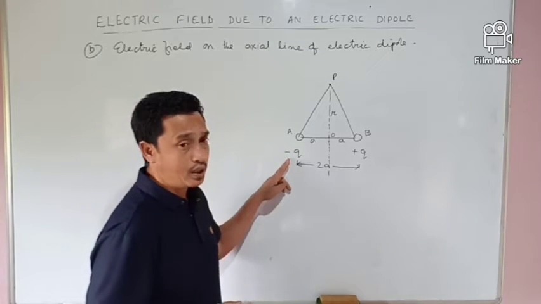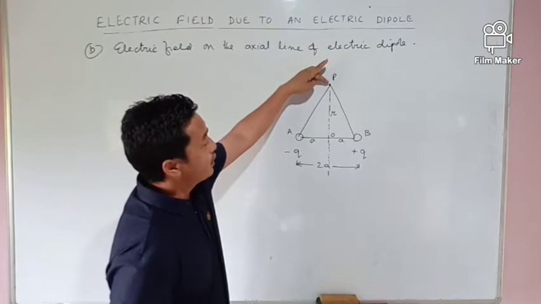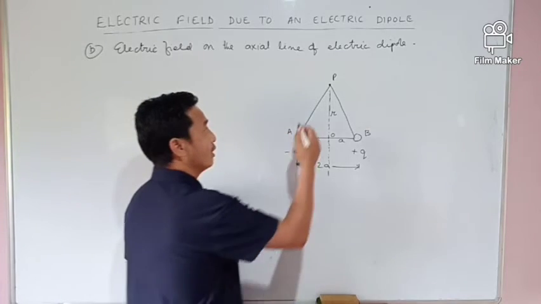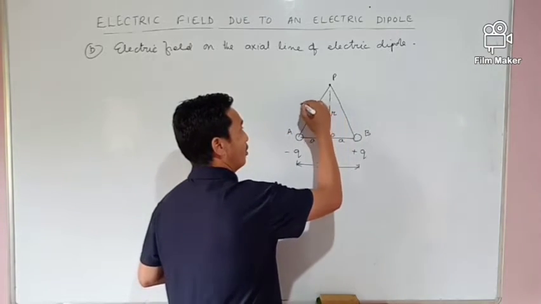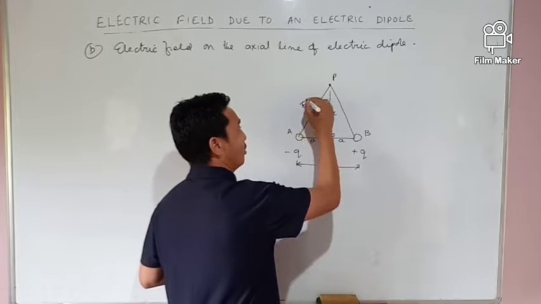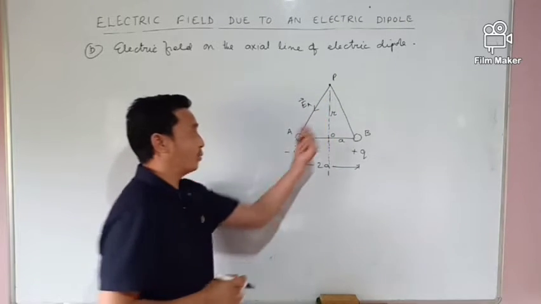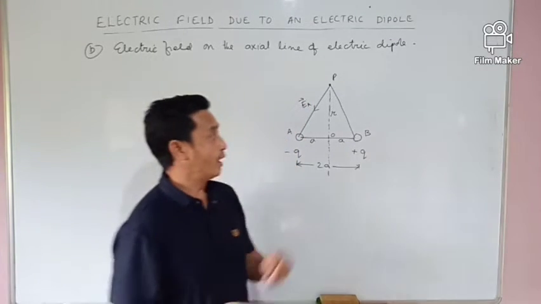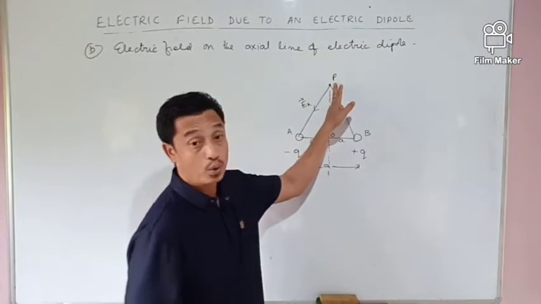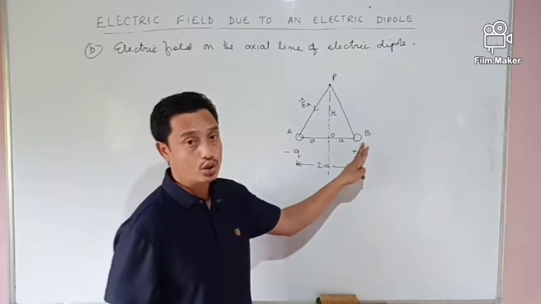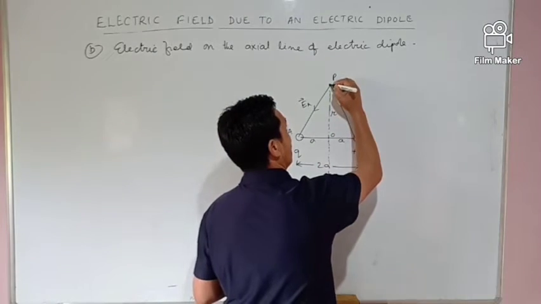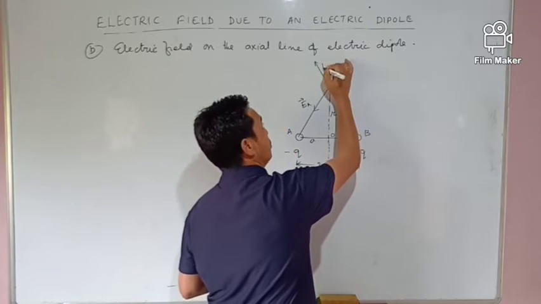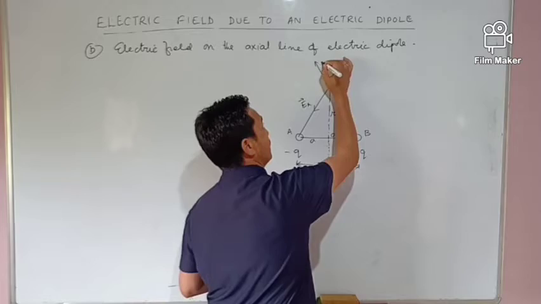Now let us see what happened here. So this is minus q charge. So the electric field at this point P, due to minus q charge at A, will be, look at this, EA, and the direction will be towards the negative charge. Okay, towards the negative charge. And now if we take the electric field at this point P due to plus q charge at B, this will be away from the positive charge. We have to mark this as EB.